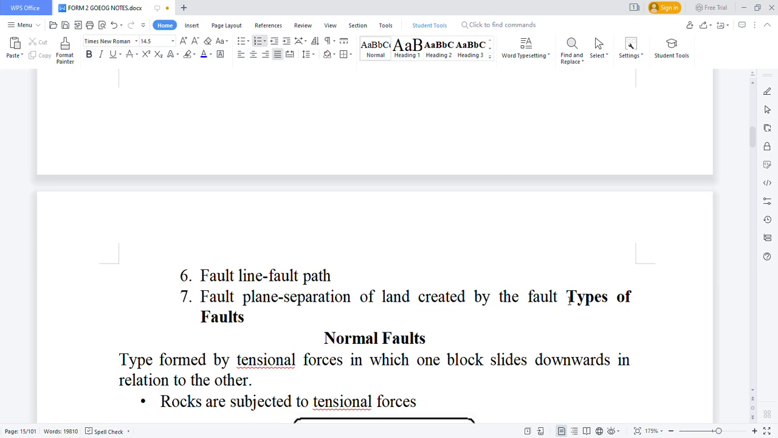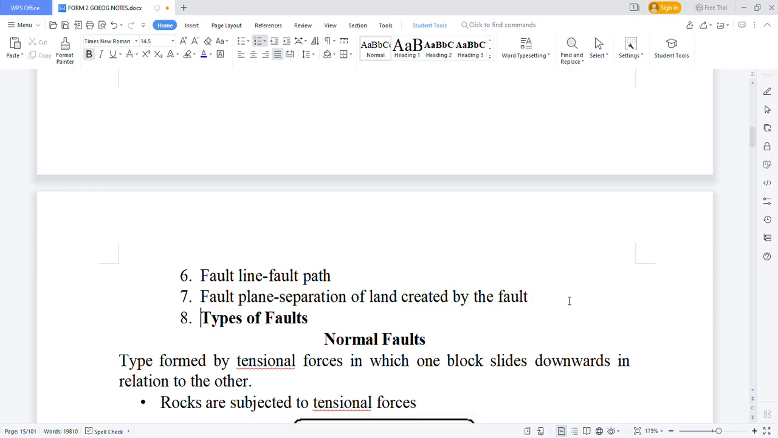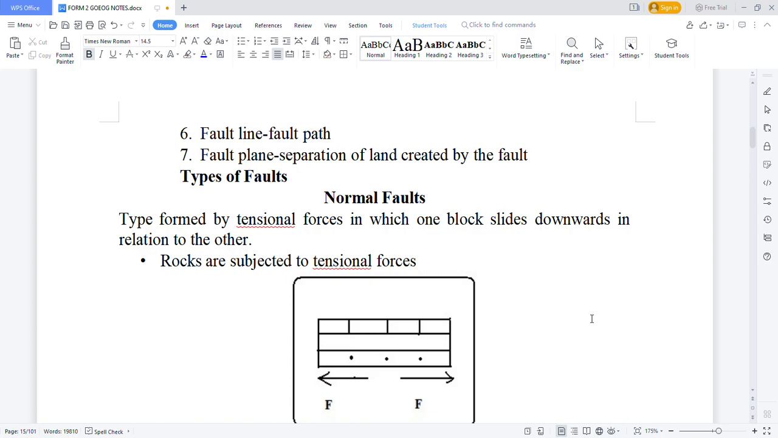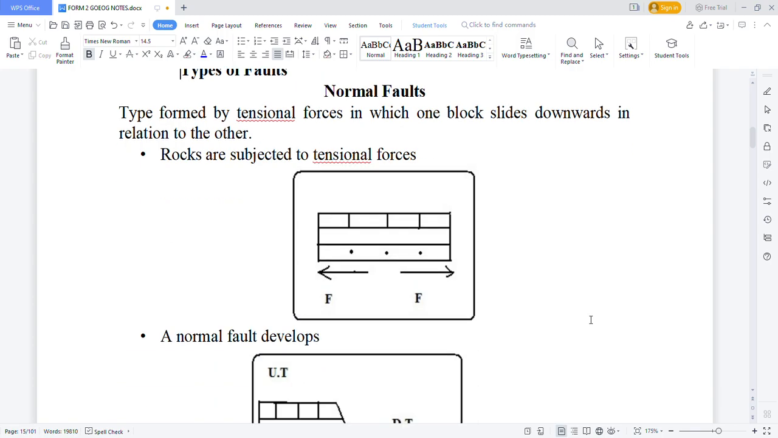So we are going to talk about the types of faults. What are the types of faults? Very common question. You'll be told in exam to name and explain the types of faults, or you can just be told in section A to name the types of faults. Number one, normal faults. What are these normal faults? This type is formed by tensional forces in which one block slides downwards in relation to the other.